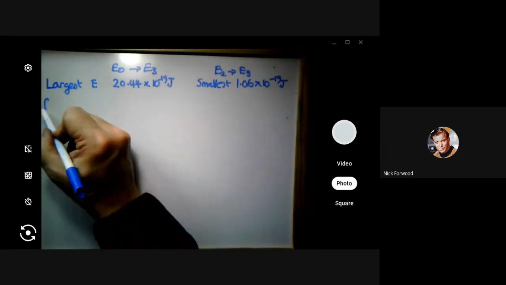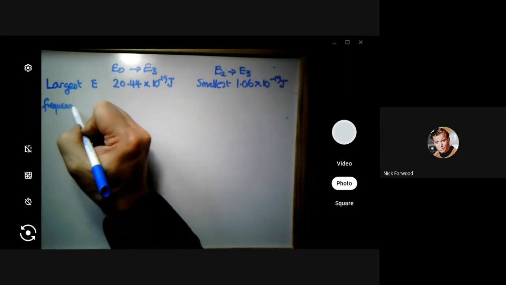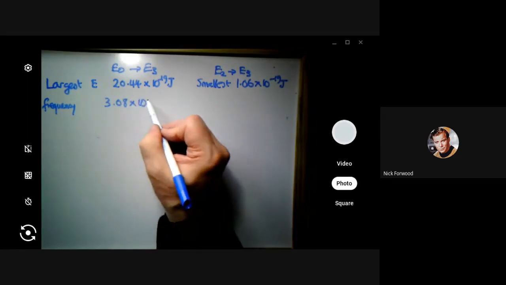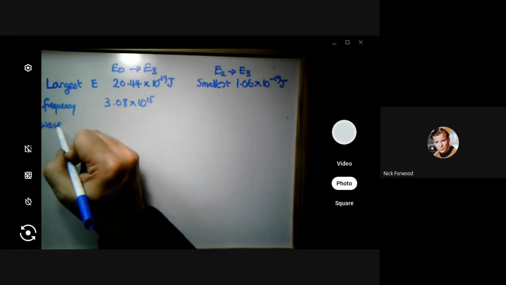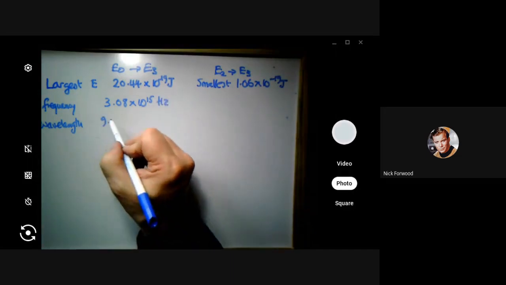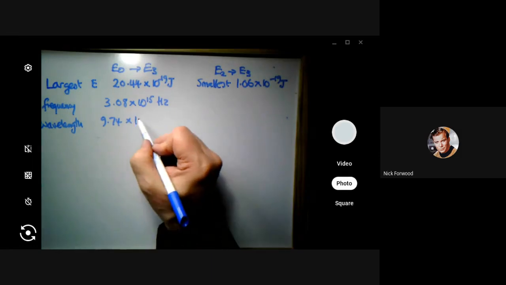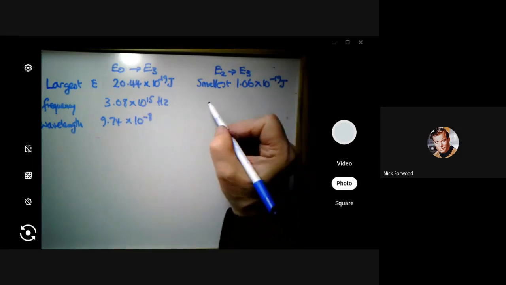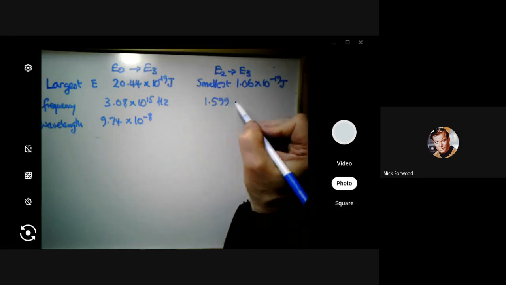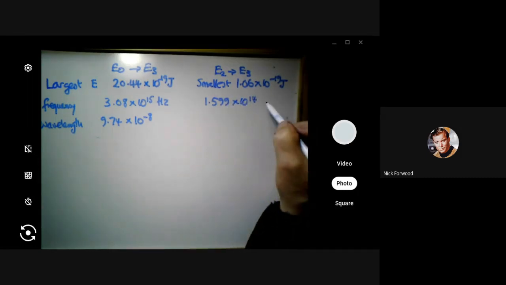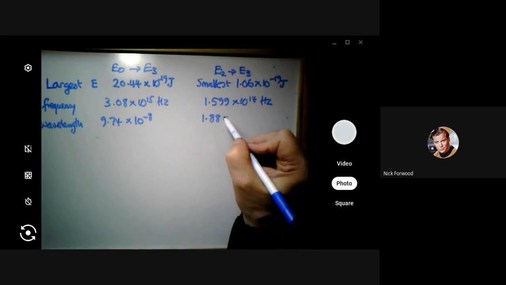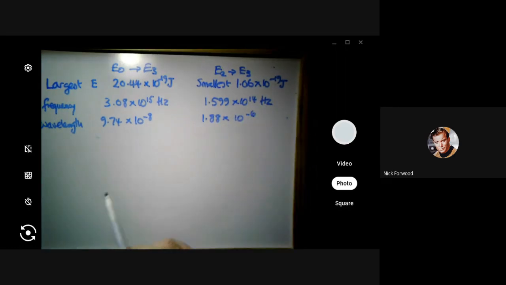Frequencies. I've got 3.08 times 10 to the power of 15 hertz, and the wavelength is 9.74 times 10 to the negative 8. The frequency for the smallest step is 1.599 times 10 to the power 14 hertz, and the wavelength is 1.88 times 10 to the negative 6. Right, now I'm going to compare these.